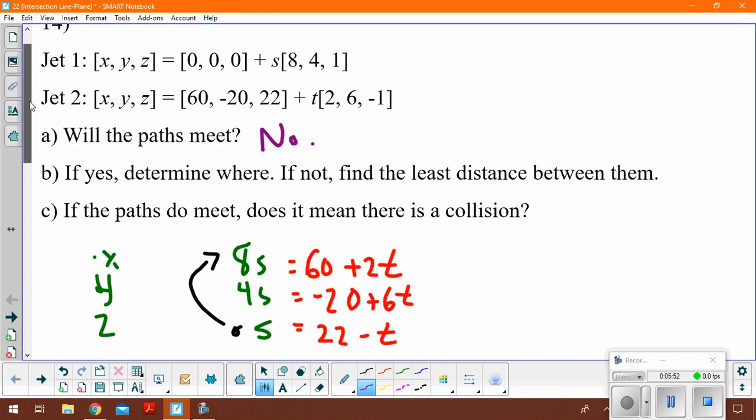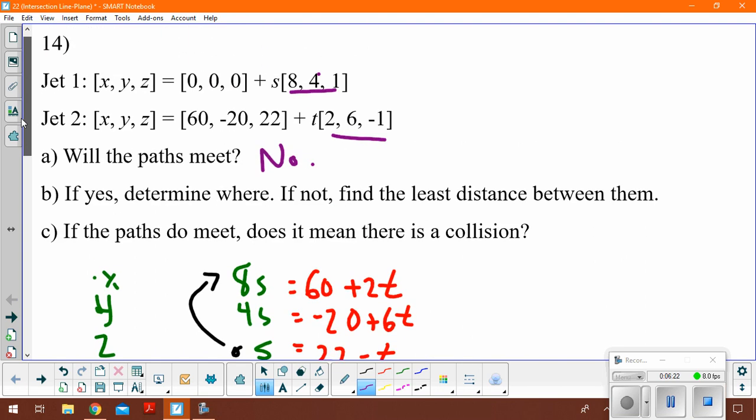Let's review the process here. First, let's check if they're parallel. I look at my direction vectors. They're definitely not scalar multiples, because it's got to be smaller to go from 8 to 2, but bigger to go from 4 to 6. So that doesn't work. These are skew lines. I need to find the vector running between them, and I need to find a common normal between these two lines. I'm going to copy my equations down here so I can see what I'm doing.